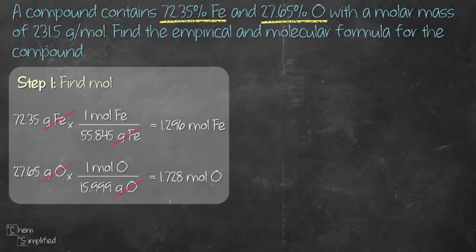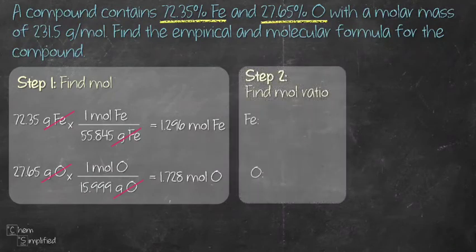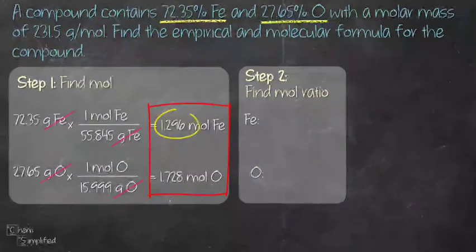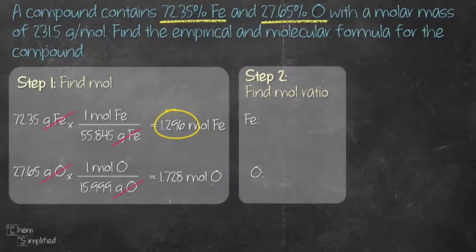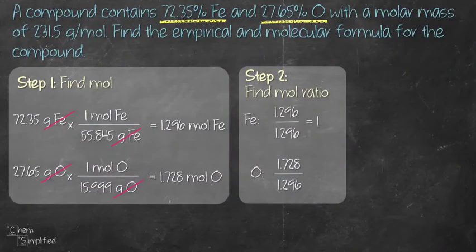Next, we are going to find the second step. In second step, what we are going to find? We are going to find the mole ratio. To find the mole ratio, we need small answer. So among these two answer, who is a small answer? 1.296 is a small answer. So with the use of this small answer, we are going to divide both answers. And finally we get 1 and 1.33.